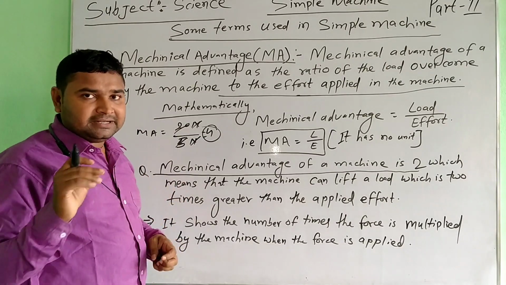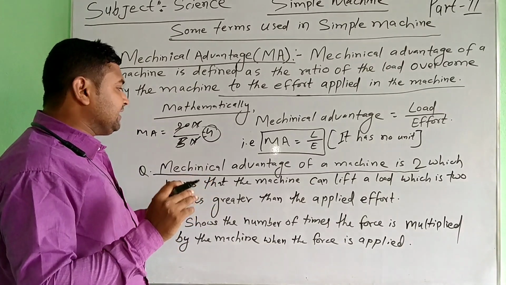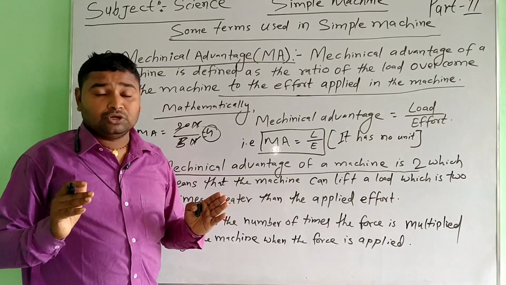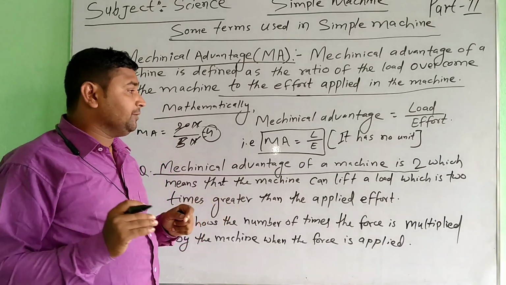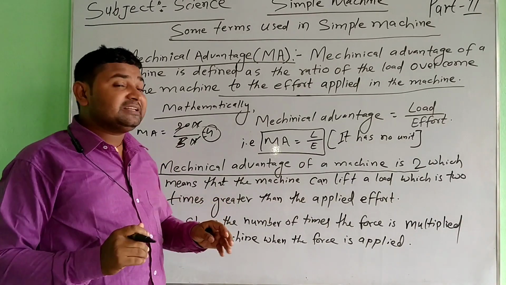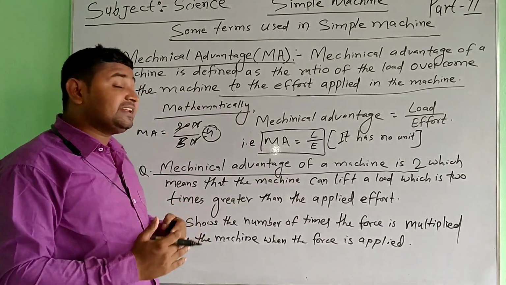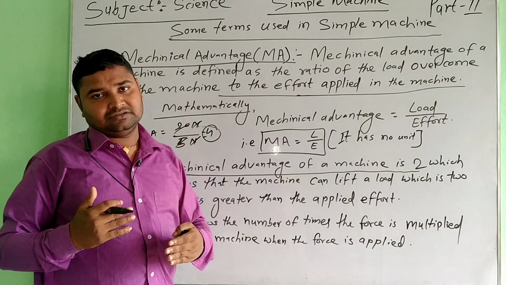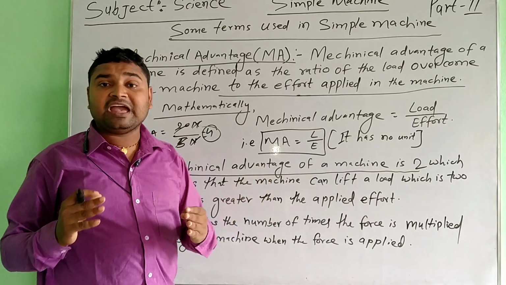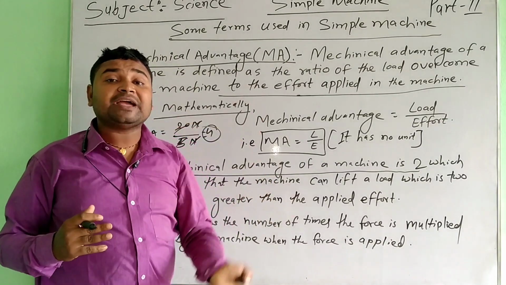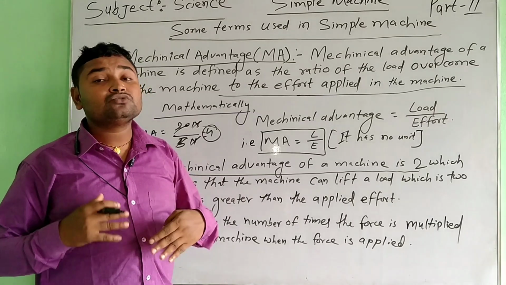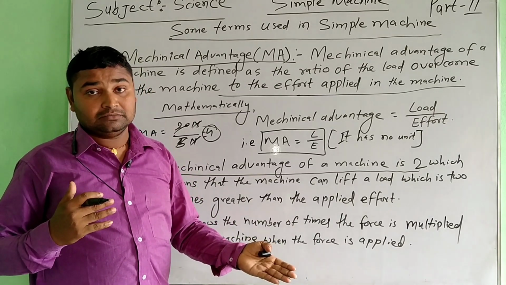Once again, listen. Suppose the mechanical advantage of the machine is 2. What does it mean? It means that the machine can lift 2 times greater than the effort applied, and it does our work, but easily.